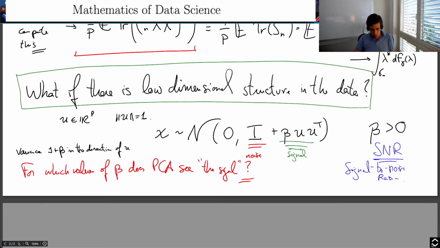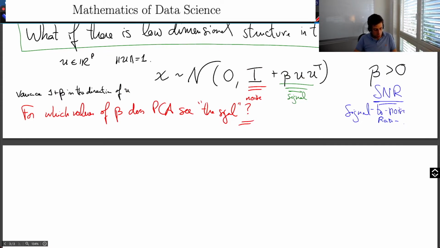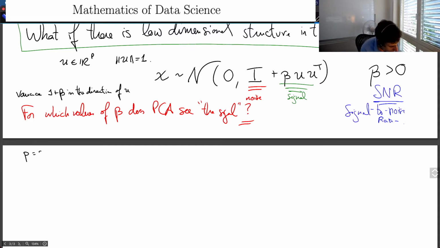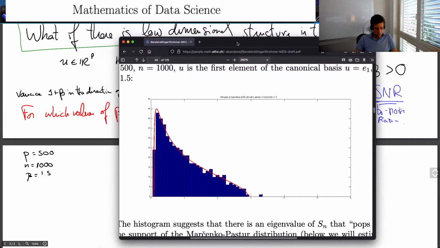Okay, so again, same model exactly as described here, but we take p equals 500, n equals 1,000, and beta equals 1.5. Okay, and now let's see what we get. We draw the data from that covariance, and now we look at the sample covariance of the data. Here's what you get.